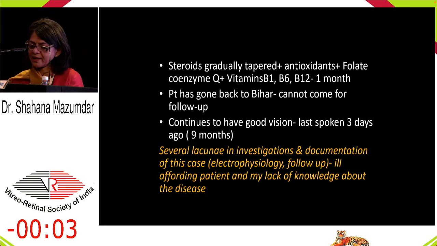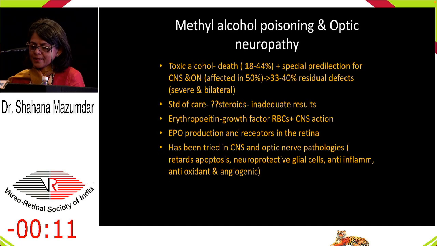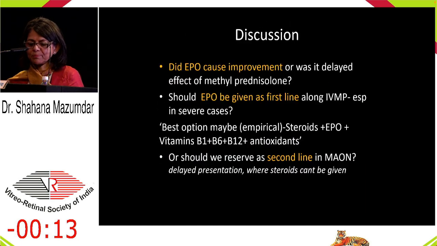Of course, there are several lacunae in my investigations and documentation, largely because the patient could not afford them. And I really hadn't seen these cases except many, many years ago. So I suppose I'd better stop. My discussion is: did the EPO really cause improvement in this patient or was it a coincidence? And do you think we should start using erythropoietin as a first line in severe cases along with the steroids so that we give them the best that we have?